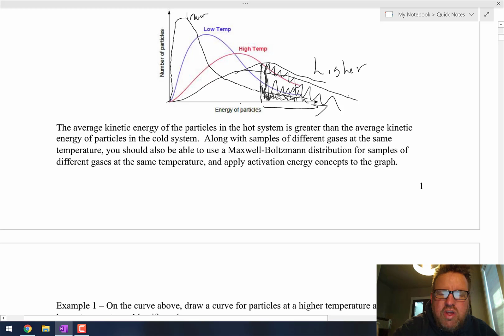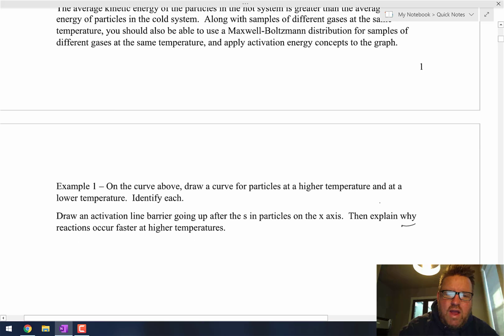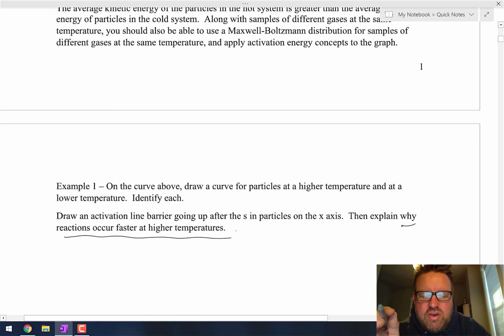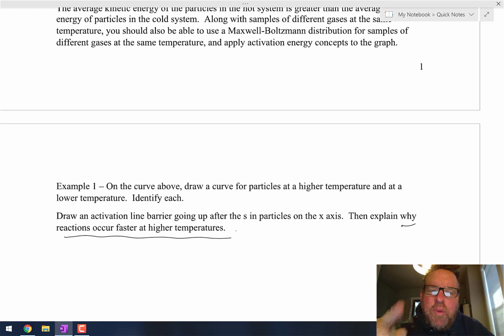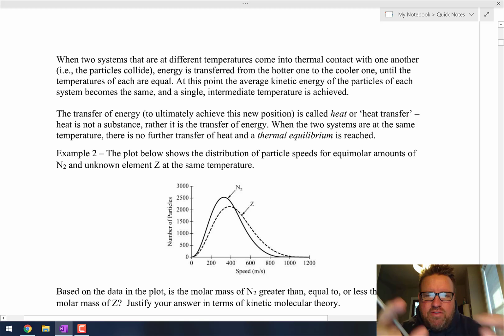At the higher temperature, you should have the greatest percentage of particles that have enough energy to overcome that activation energy barrier. So why do reactions occur faster at higher temperatures? Because more particles, and this is really important, not all particles, more particles have enough energy to overcome the activation energy barrier.